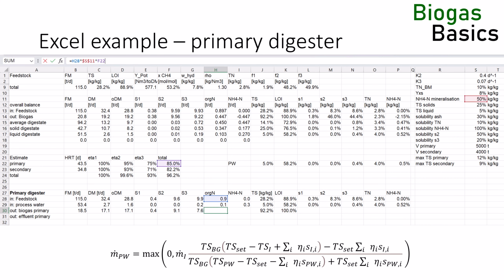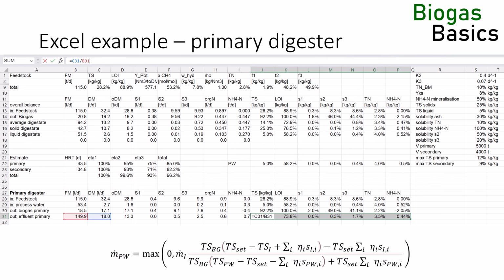In the nitrogen balance, we multiply the nitrogen mineralization term with the substrate conversion efficiency of the primary digester. We balance total ammonia nitrogen as previously. Now we can calculate the biogas composition. Then we can balance the effluent of the primary. It is feedstock plus process water minus biogas. And finally, we can calculate the effluent properties. The total solids of the primary is 12%. The formula for process water dilution works. Next, we balance the secondary digester in the same way.